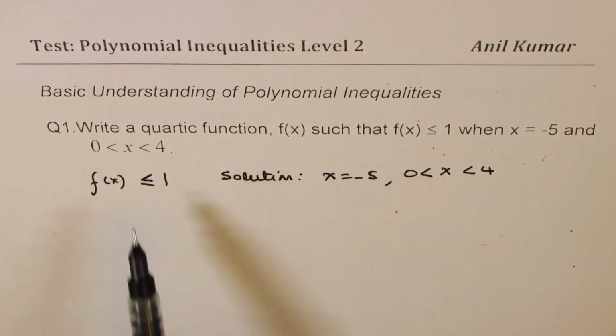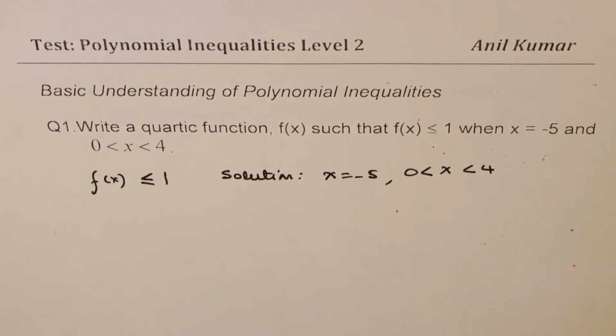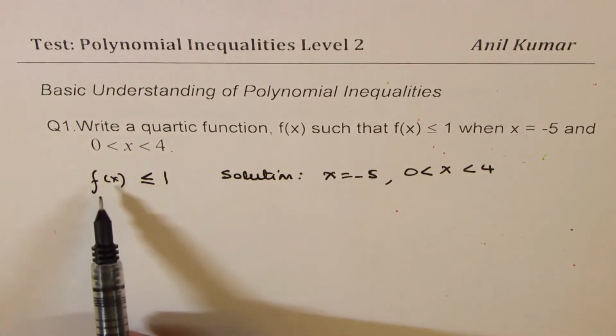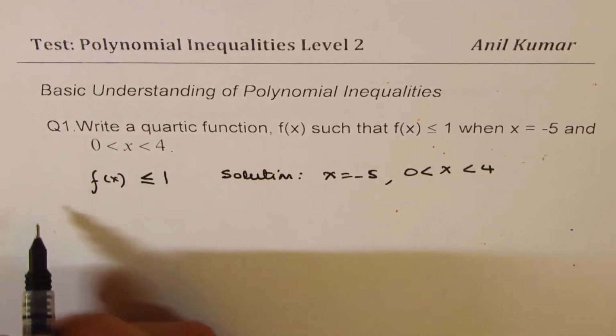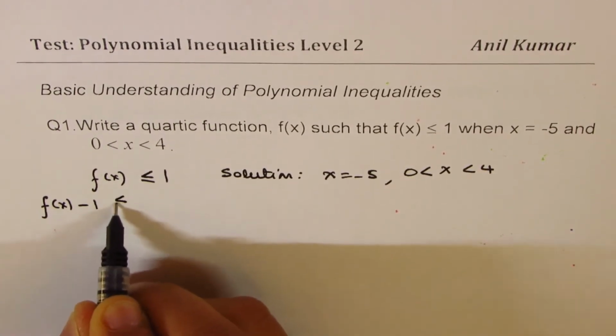Now we have to figure out what the function is. Correct? So that is how the question has been framed. Now how do we do it? So what we can think about is we need to write the function. Let's bring 1 to the left side. So we get f of x - 1 is less than equal to 0.